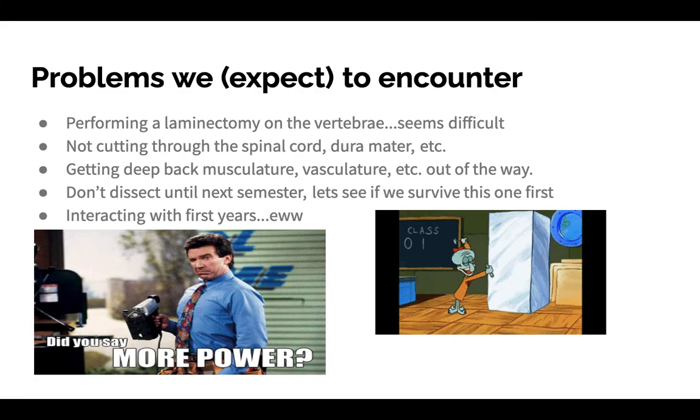We haven't done our dissection yet. We actually don't even present until next semester. But when we do the dissection, some of the problems that we expect to encounter is performing the laminectomy of the vertebrae. We're going to be using a lot of tools. It's going to be tough to cut through. It's going to be tough to not cut through some of the structure of the spinal cord that we want to preserve and teach. We're going to have to probably get through a lot of musculature and vasculature out of the way before we can even do the laminectomy.